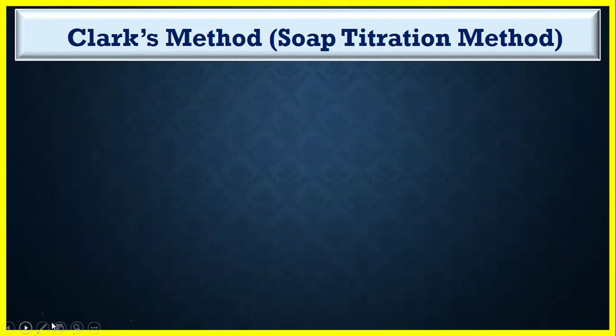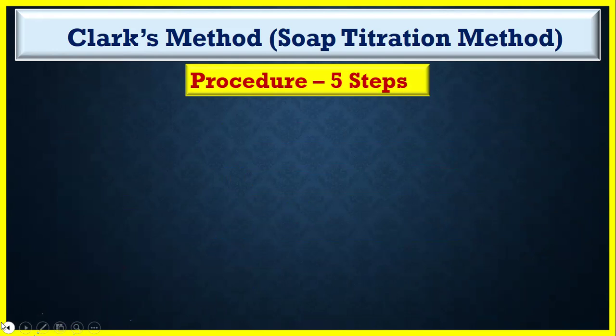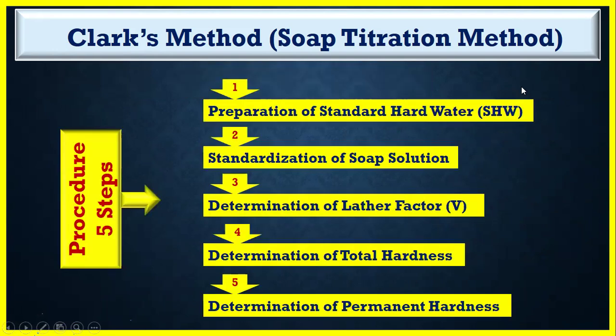Now coming towards the procedure part, the procedure includes 5 steps. These 5 steps are preparation of standard hard water, then standardization of soap solution, then determination of lather factor, then determination of total hardness, and the last one is the determination of permanent hardness. So we will discuss all these steps one by one.